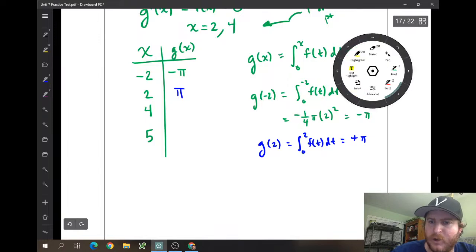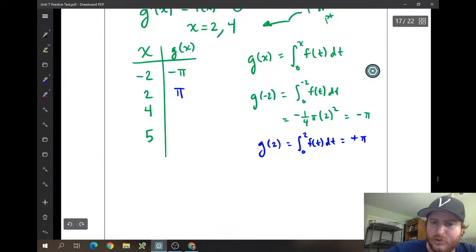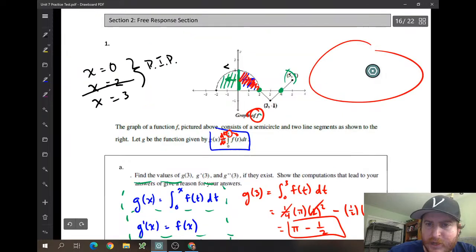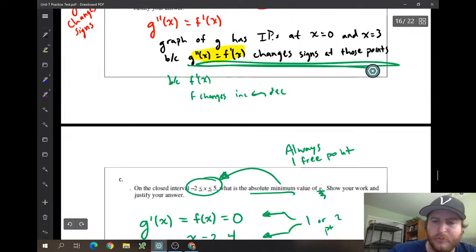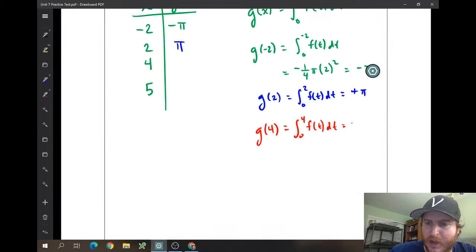For 4, g of 4 will be equal to the integral from 0 to 4 of f of t dt. Now, we don't have to redo the 0 to 2 part, right? We know the 0 to 2 part was pi. So this part was pi. And now let's add on that triangle. Well, it's below the axis, so we're actually going to subtract that triangle. So 1/2 times base is 2 times height is 1. So the previous one was pi, and then minus 1/2 times the base was 2, and the height was 1. Those cancel, so we get pi minus 1.